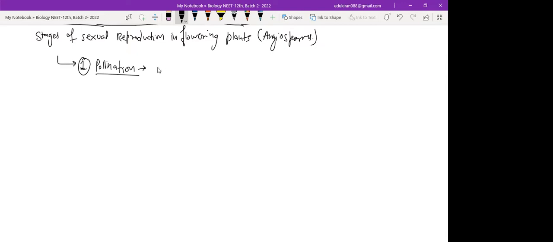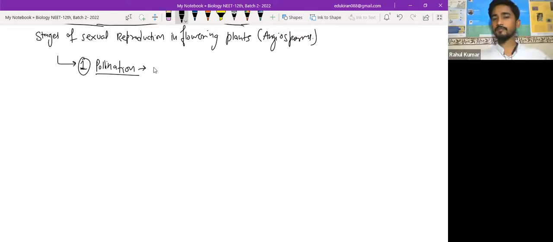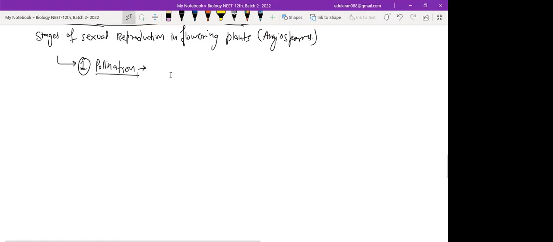Yes, Aisha. Transfer of pollen grain from anther to stigma. Yes, so it's transfer of pollen grains from anther to stigma. Correct. Anything else you want to add, Aisha? Yes or no? Okay, so let's write it down.